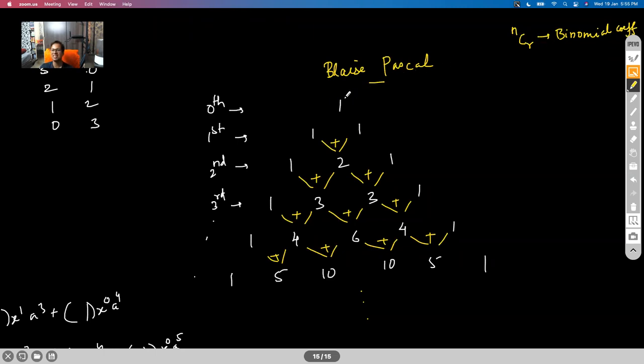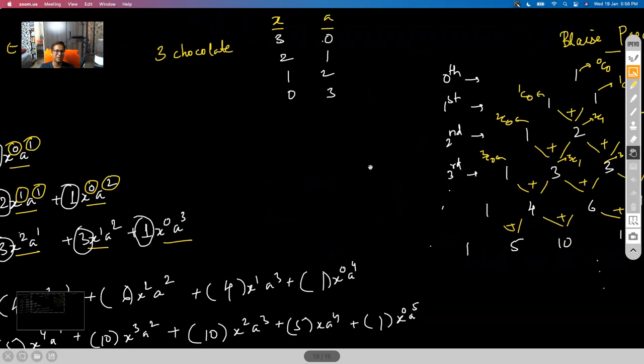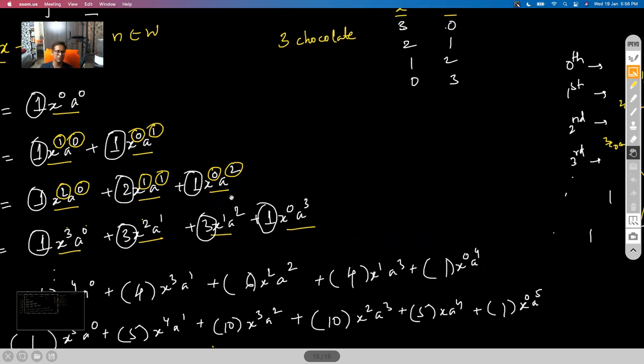See, the reason is very simple. These numbers that you see are actually 0C0, 1C0, 1C1, 2C0, 2C1, 2C2, 3C0, 3C1, 3C2, 3C3, etc. So each of these entries in Pascal's triangle is actually an NCR term. And later, Sir Isaac Newton made sense out of it: why NCR appears as a coefficient of this expansion, which I'll discuss in some time, not to worry.